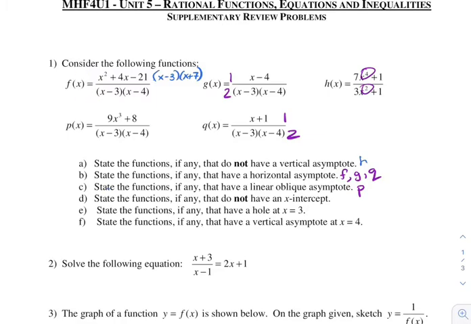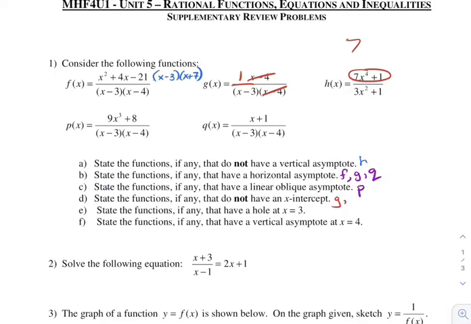Next one talks about x-intercepts. Which of the graphs do not have an x-intercept? So an x-intercept happens when the numerator is equal to 0. So for the first one, if I simplified it, I know that the numerator will be equal to 0 if x is equal to negative 7. So it has an x-intercept. For the second one, if I cancel out x minus 4, that leaves us with 1 over x minus 3. I can't get a 0 on top because it's just a 1 on top. So g would be part of that group that does not have an x-intercept.